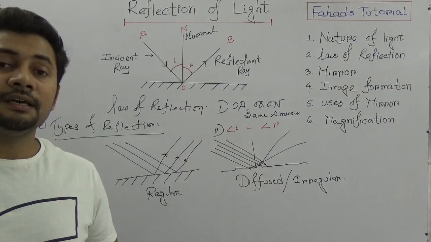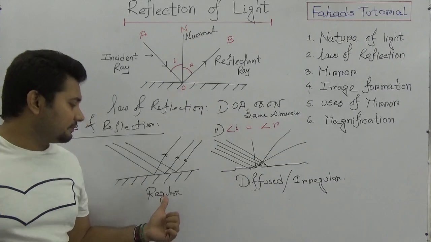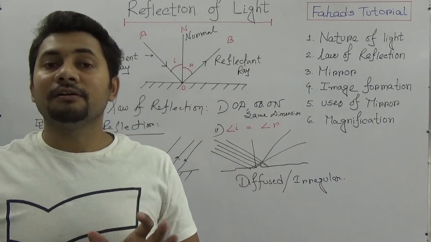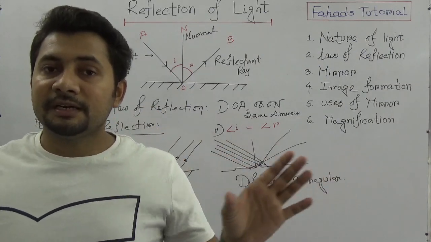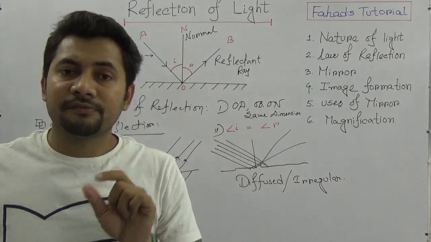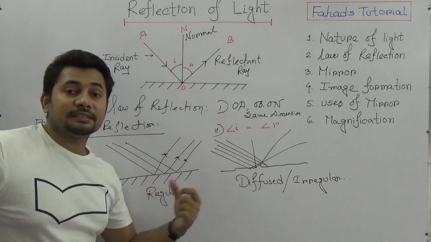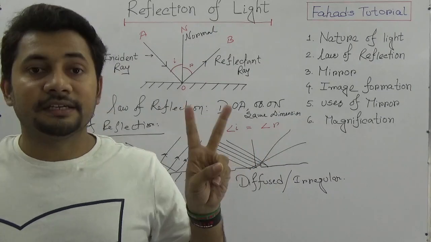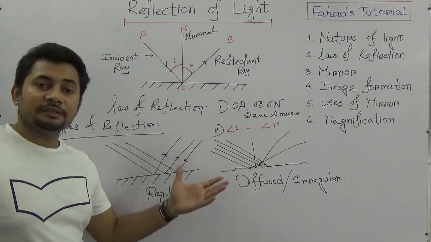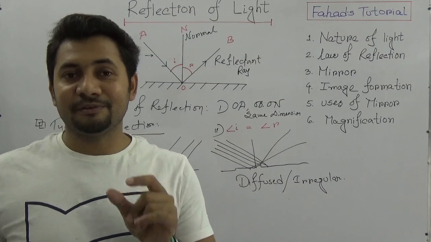In this tutorial, I'm just explaining the basic, primary level discussion of the reflection of light. So this is regular or uniform reflection, and this is diffused or irregular reflection. In the first part, I explained the spectrum and the wavelengths of visible light, and then I explained the definition of reflection, the three phenomena that occur when light falls into another medium, the laws of reflection, and the types of reflection. There are two laws and two types: regular or uniform reflection, and irregular or diffused reflection. This picture is also drawn in your book. Then I'll be discussing mirrors, image formation, magnification, and the mathematical formulas that should be used in this chapter.